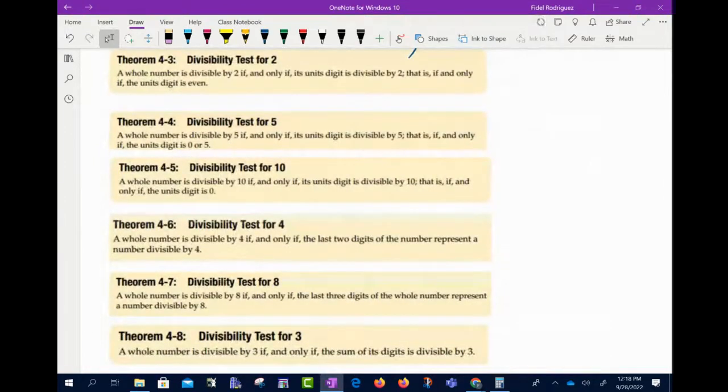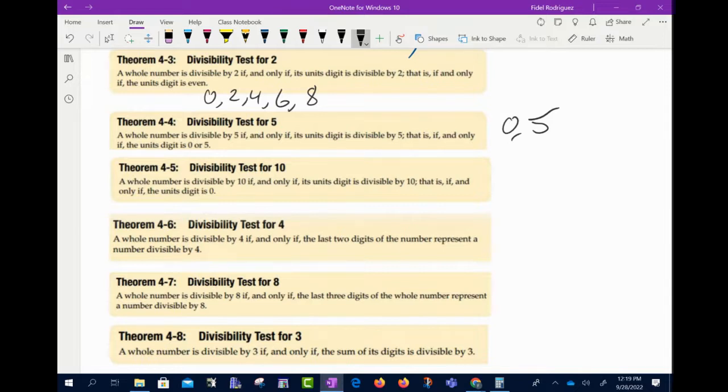It says a divisibility test for 2. A whole number is divisible by 2 if and only if the unit's digit is divisible by 2. That is, if and only if the unit's digit is even. All that's telling me, y'all, is that if my number ends in a 2, 4, 6, or 8, we can divide it by 2. A divisibility test for 5. A whole number is divisible by 5 if and only if the unit's digit is divisible by 5. That is, if and only if the unit's digit is a 0 or 5. So it has to end in either a 0 or a 5.